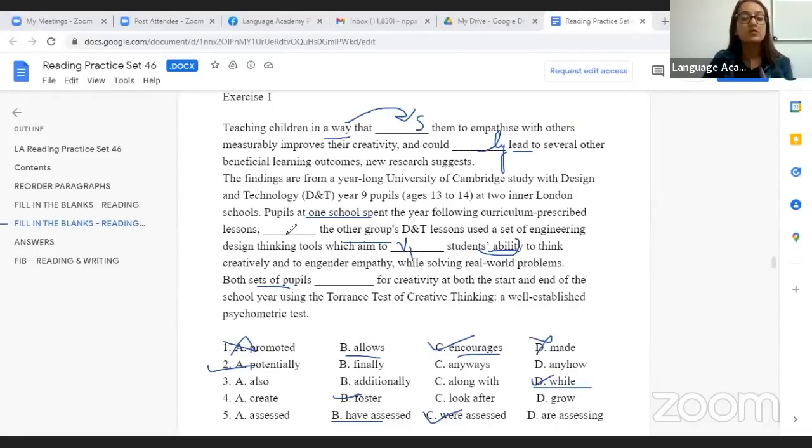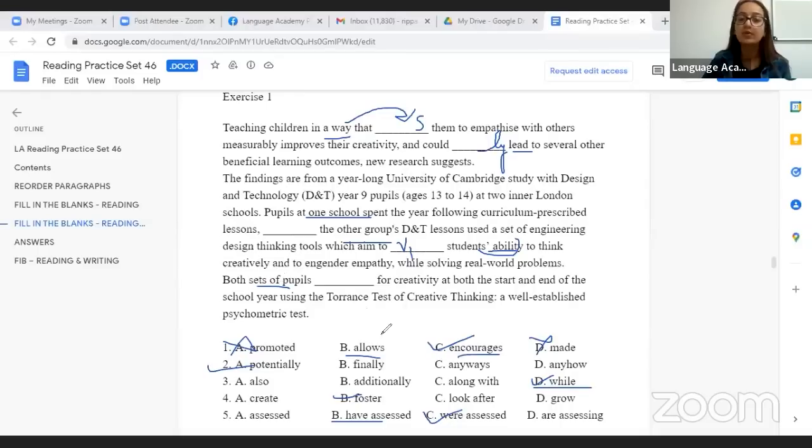The third one, comparisons between two groups. So we'll go with while. The fourth one, for ability, we cannot create or grow ability, but yes, we can increase ability. We can promote ability. So promote means foster. And the last one, it was a passive voice. Somebody is going to assess the groups. So it is passive voice.